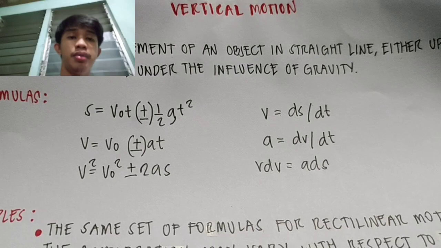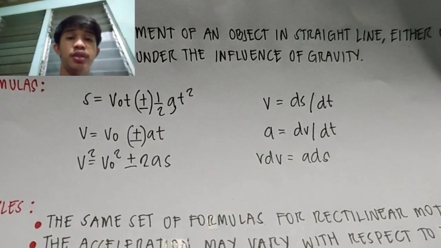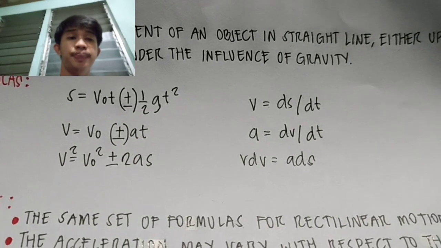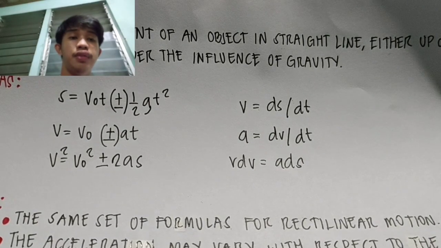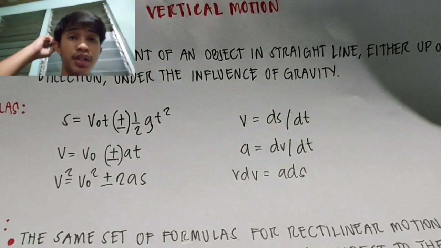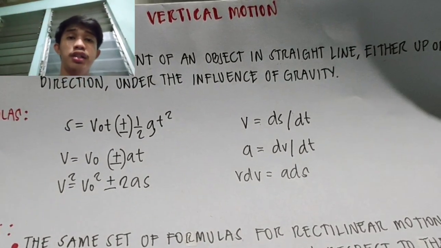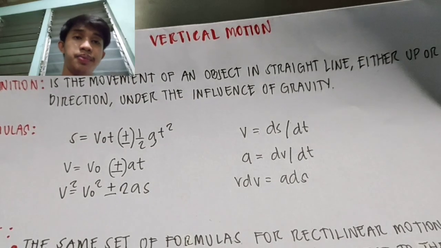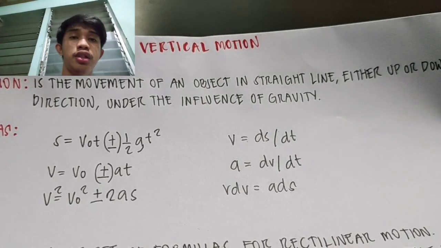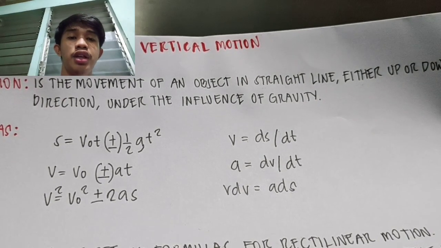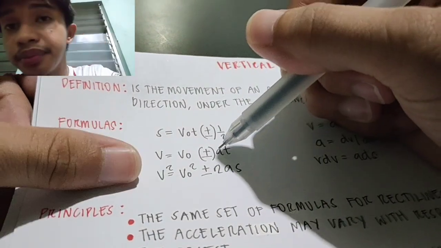v is equal to v0 plus or minus at. v squared is equal to v0 squared plus or minus 2as. v is equal to ds over dt, and a is equal to dv over dt, and v dv is equal to a ds. So the same values from rectilinear motion, the same variables, only the acceleration. In this topic, the acceleration we are considering is due to gravity. So the acceleration we are using is, instead of a, we are using g. So let me correct this. g.